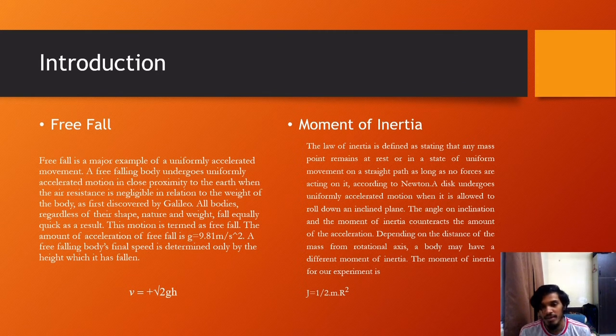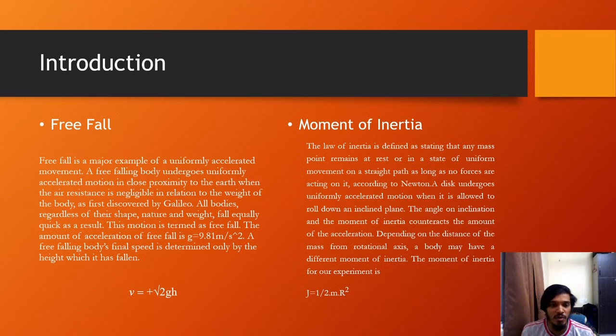Today, for Lab 9, I will be explaining the introduction of this lab, where we'll mainly be using two terms in physics, which are free fall and moment of inertia. Free fall is a major example of uniformly accelerated movement.